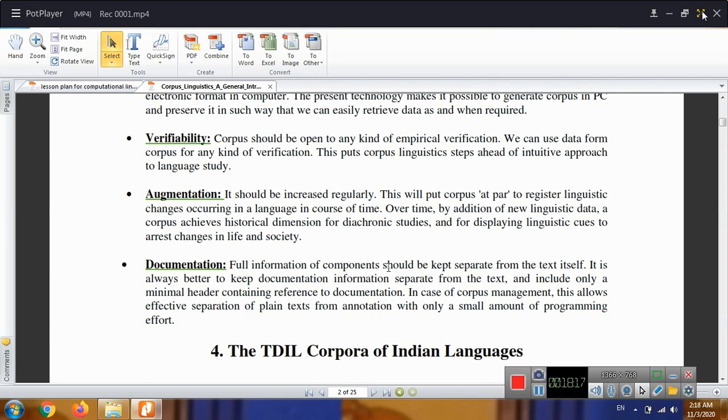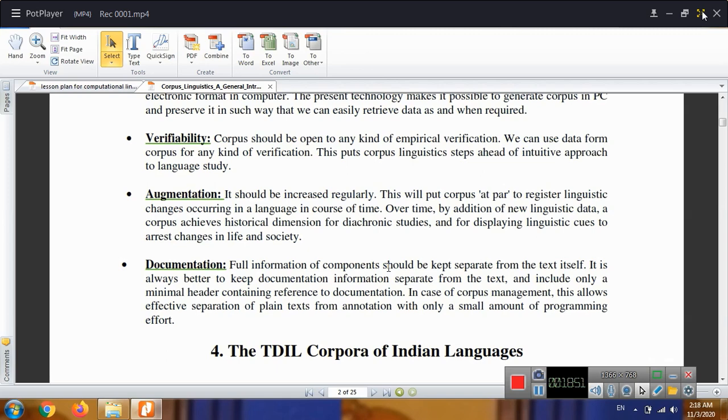Augmentation: it should be increased regularly. This will put corpus at par to register linguistic change occurring in a language in course of time. Over time, by addition of new linguistic data, a corpus achieves historical dimensions for diachronic studies and for displaying linguistic cues to arrest changes in life and society.